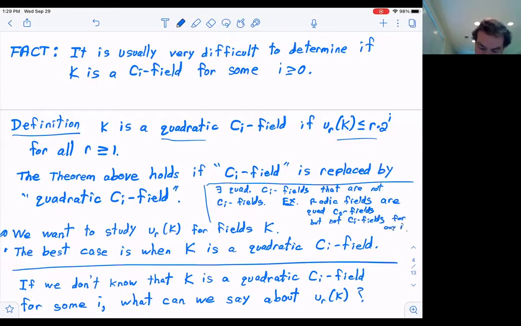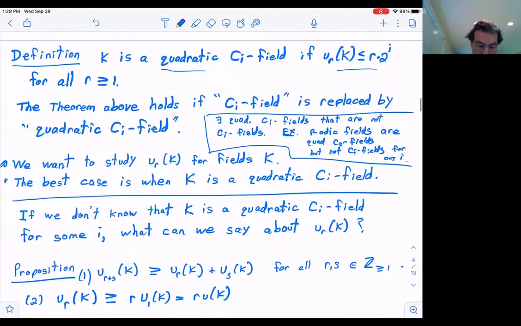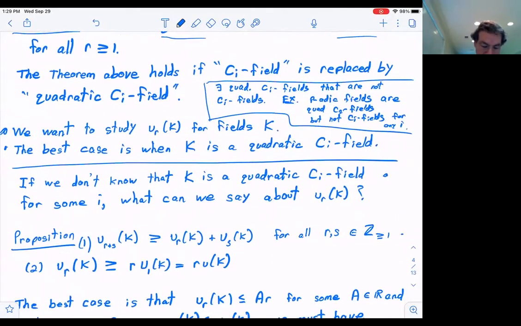So these are distinct concepts. That's the point. Okay. So if we don't know that a field K is a quadratic C_i field, what can we say about u sub r of K? In other words, suppose we don't know that we are in this really good case.